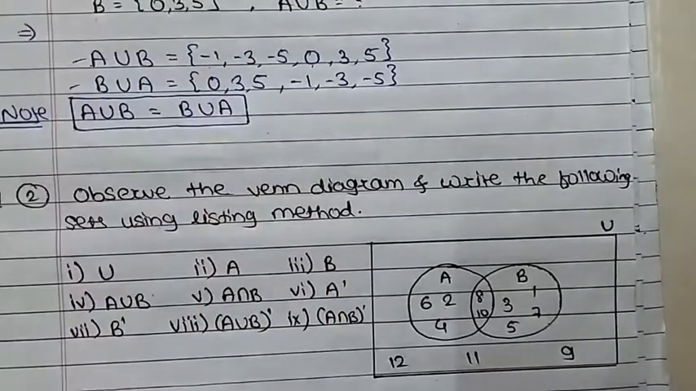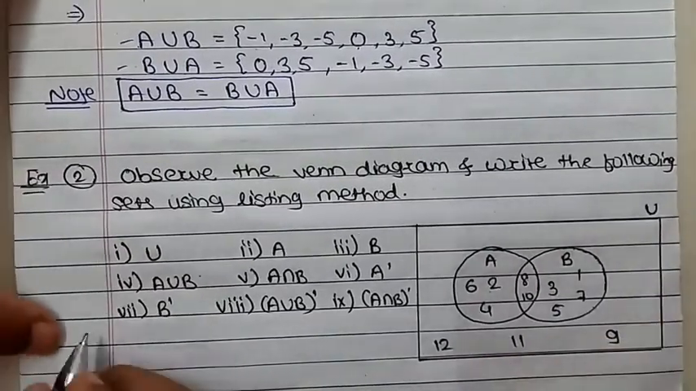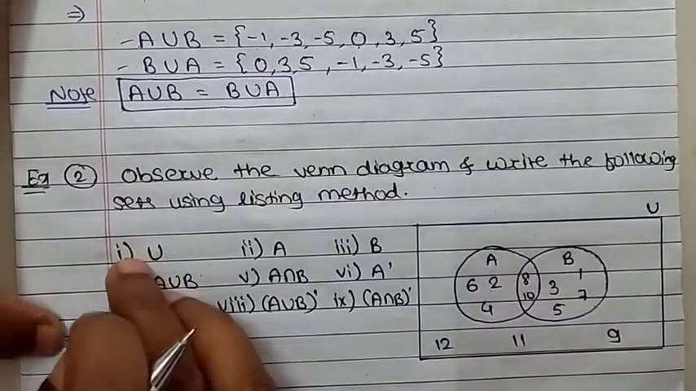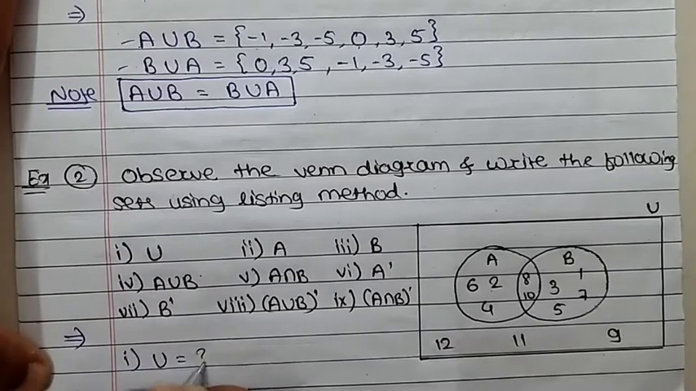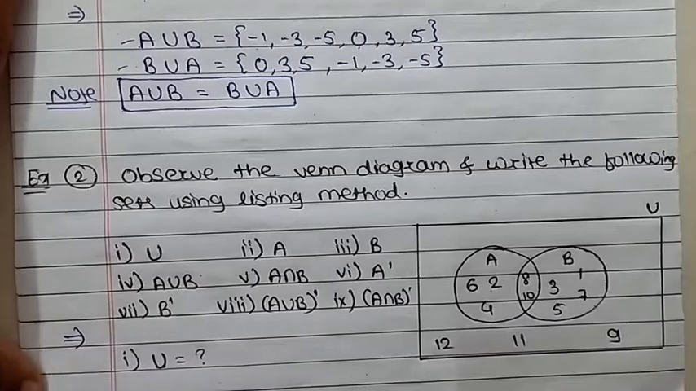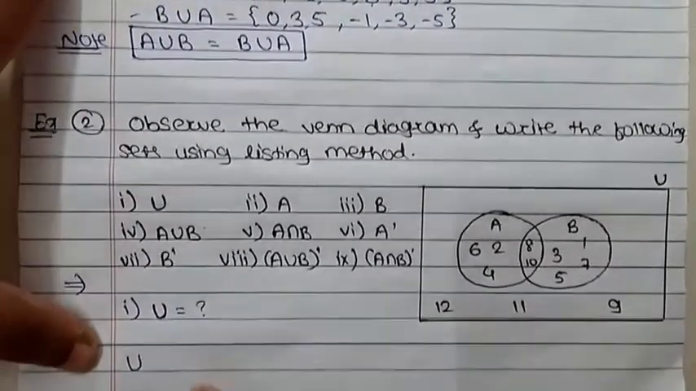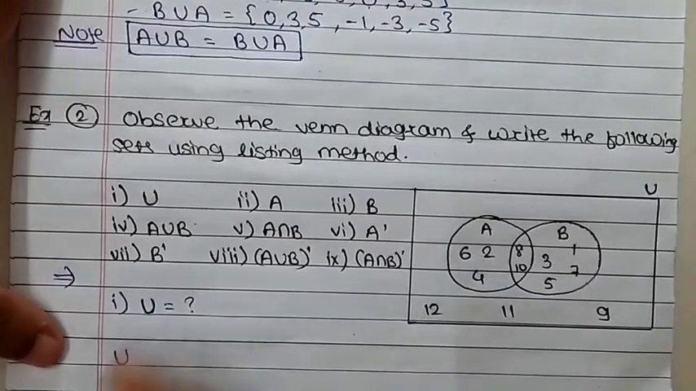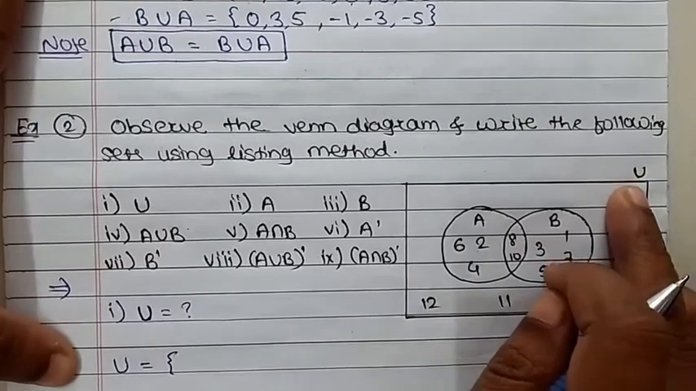Okay, so we want to calculate here one by one. How to find out the first one, that is, we want to find out the universal set. Okay, first we want to find out the universal set. So how to find out? So write down the universal set. Okay, so how to find out the universal set?